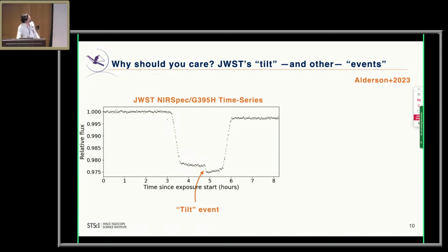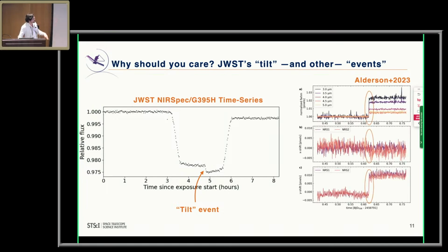So here's an example from this beautiful paper by Lily Anderson in which we saw one of these tilt events. It was just like a little swap of the mirror, so to speak. And then what we saw, this was a transit event. So you see this beautiful JWST light curve, and there was a break in the middle. So that's an instrumental effect.